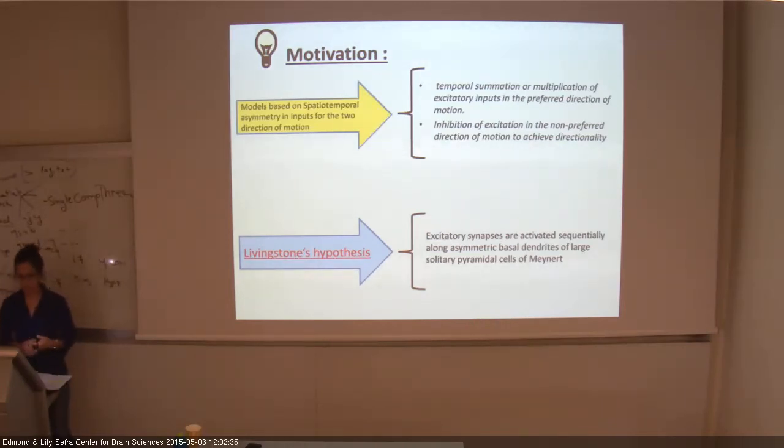In this paper, they are going to use the Livingston hypothesis, which says that excitatory synapses are activated sequentially along asymmetric basal dendrites of large solitary pyramidal cells of Maynard. In simple words, this hypothesis says that in a long basal dendrite, if an excitatory region is encountered first, then the cell will fire, and if an inhibitory region is encountered first, then the cell will not fire.